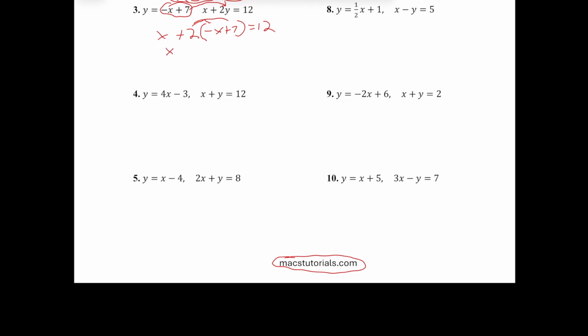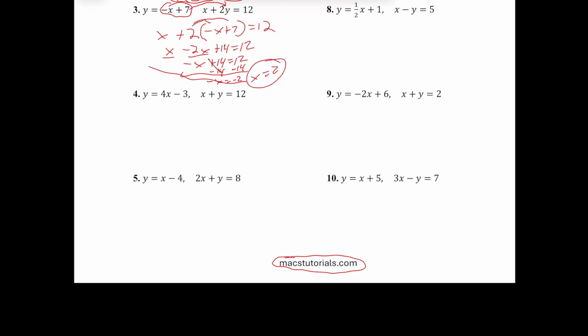What is positive 2 times negative x? It's negative 2x. What's 2 times positive 7? That's a plus 14, and that equals 12. Now let's combine our like terms. x minus 2x is just a negative x, plus 14 equals 12. I'm going to minus 14 from both sides. Boom, negative x equals negative 2, or x equals 2.